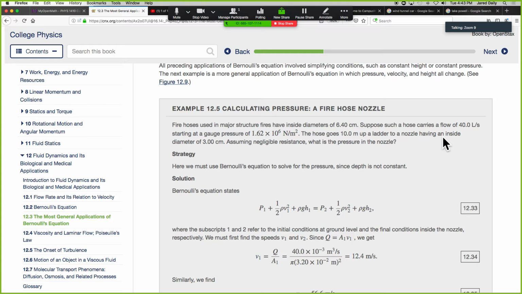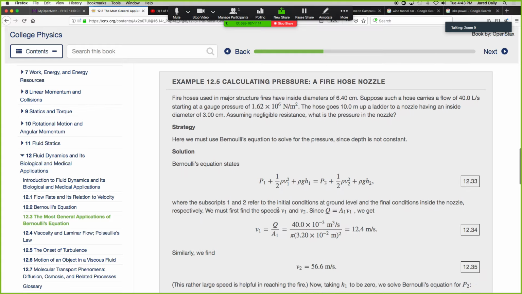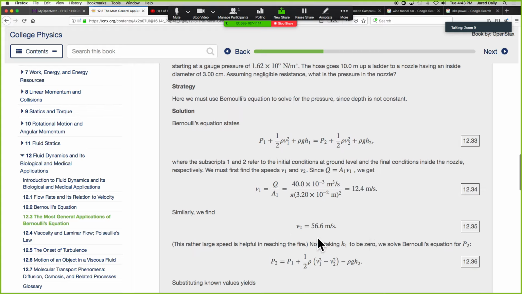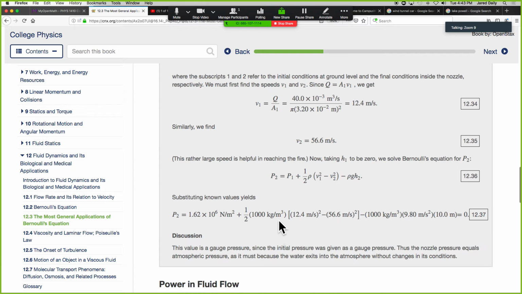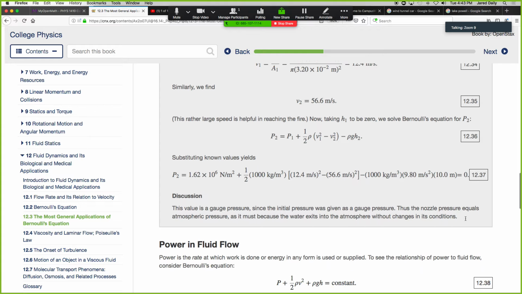So this 40 liters per second, we can use that to calculate the velocity of the water at the beginning by using the flow equation right here. That's the velocity 1, and then they find velocity 2 at the end as well, because it has to be the same flow at the end. So they're using everything we've learned so far this chapter, and then we plug those two velocities in with the initial pressure and the height difference, and we get the final pressure 2. They use everything here, the whole thing, and you can't even see the answer. That's kind of weird.